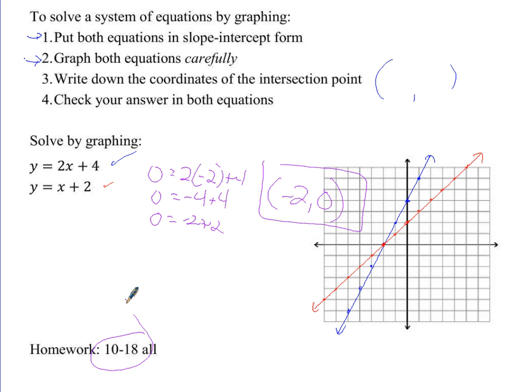Problems 10 through 18 all, what is that, 9 problems? They're all graphing, just like this. You already know how to graph. Do it carefully. Find the intersection point, write it down, check it to make sure. If you don't write down the checking, you can do it in your head, some of you, and that's fine. Just always check to make sure, especially on those even ones.